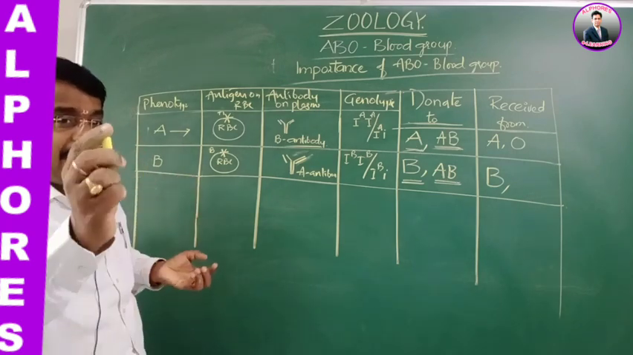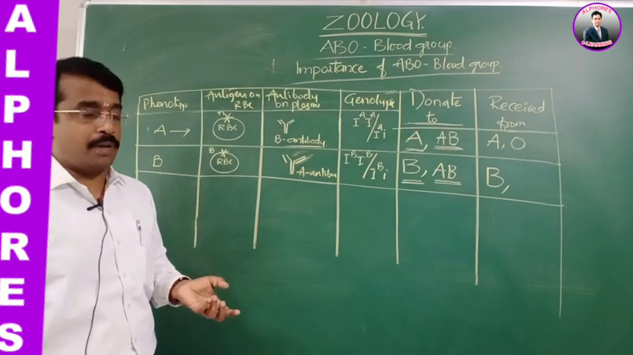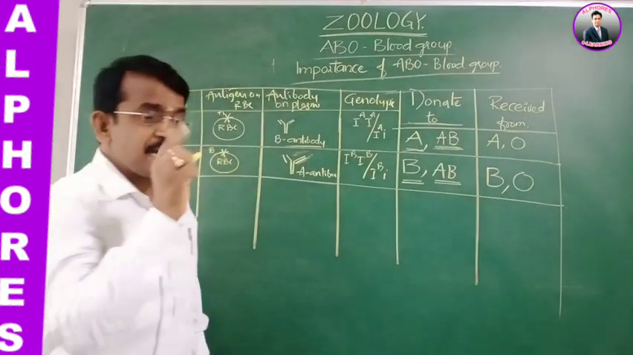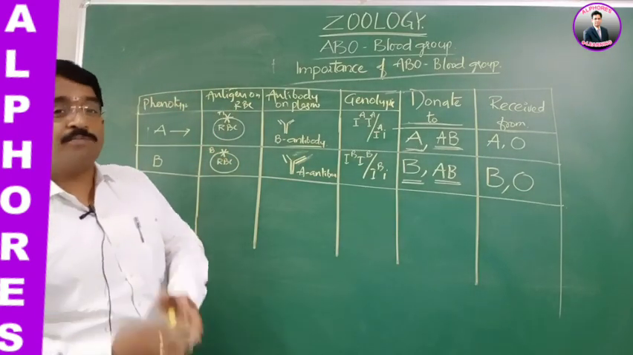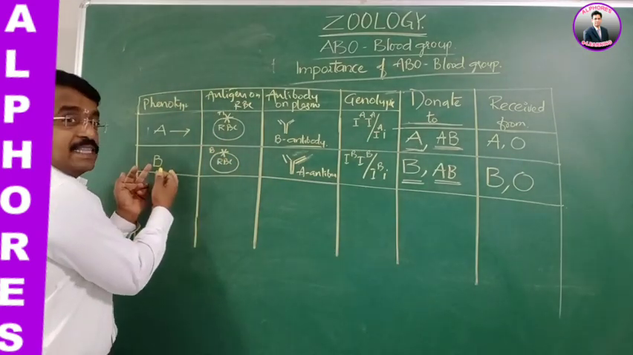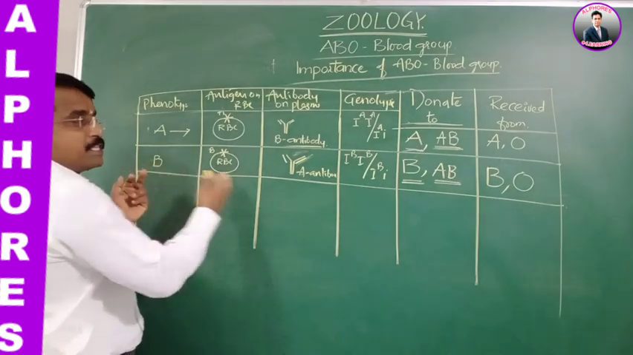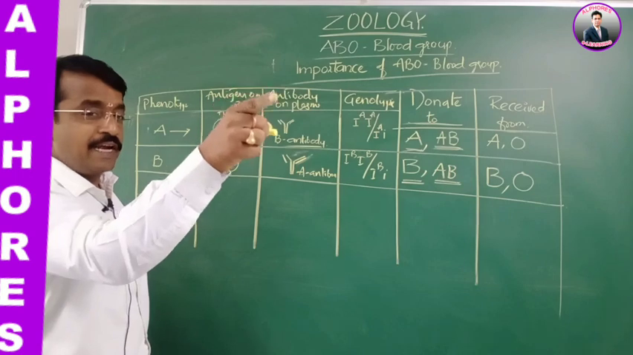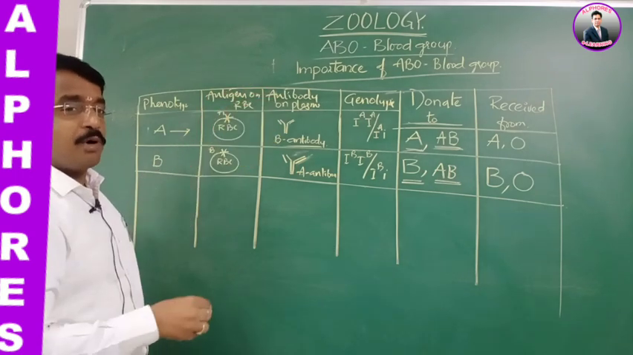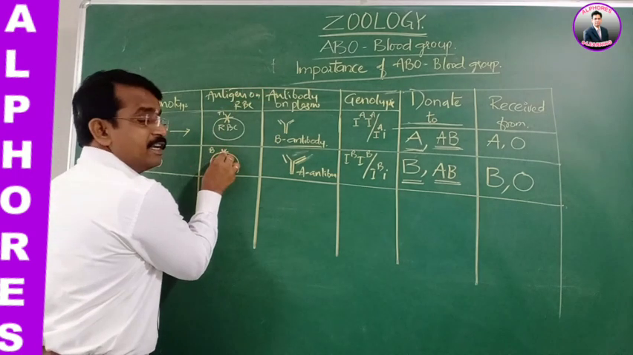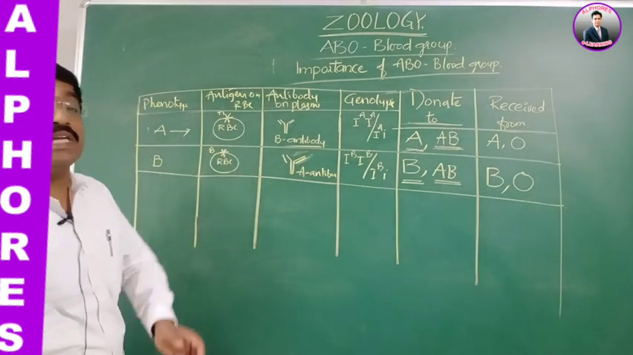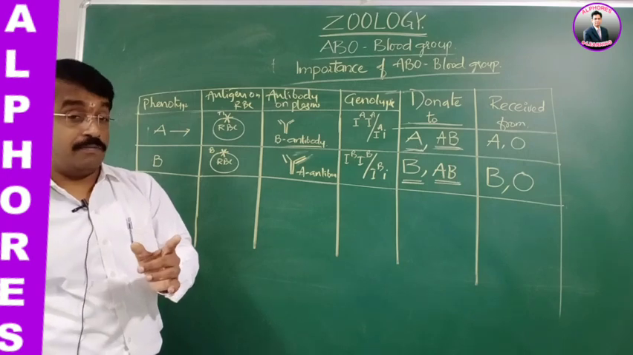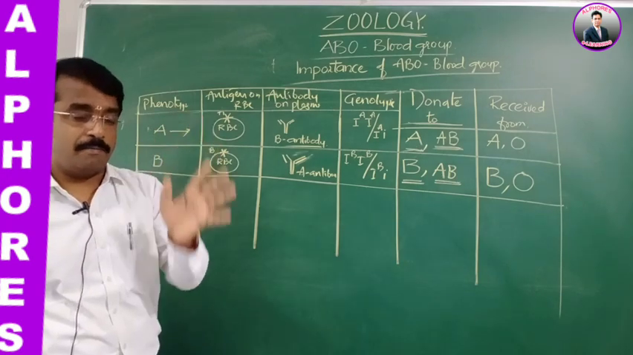For suppose, let me give you one example. We are receiving from O. Does O have antibody A and B? Yes. For suppose we are taking from O, O is with the A antibody and B antibody. Does the recipient have B antigen? Yes. But this is of least importance. Be careful. This is the point to remember.